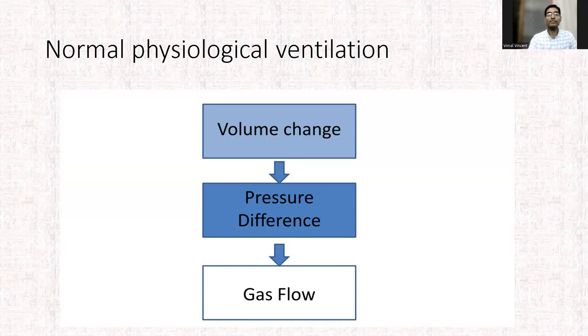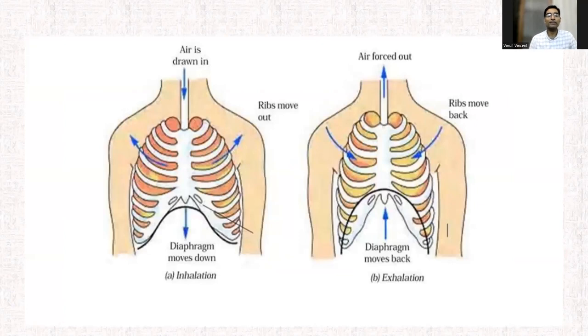How is this volume change caused? This is mainly by the respiratory muscles, primarily by the diaphragm, which moves downwards and causes an increase in negative intrapleural pressure, which draws air into the lungs. And the intercostal muscles act to stabilize the rib cage during inspiration.